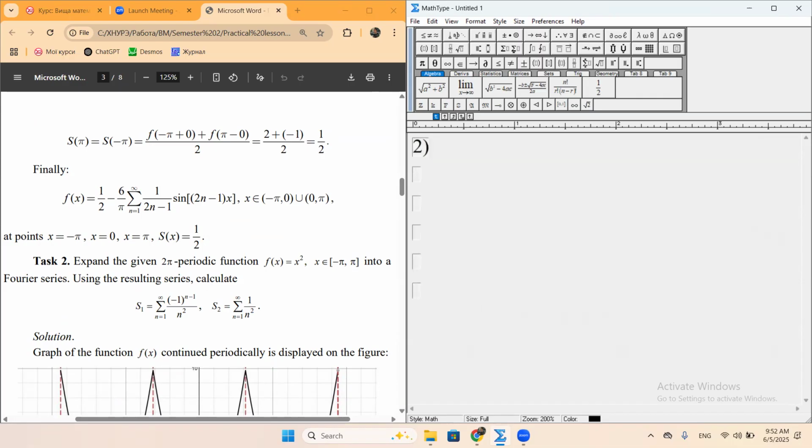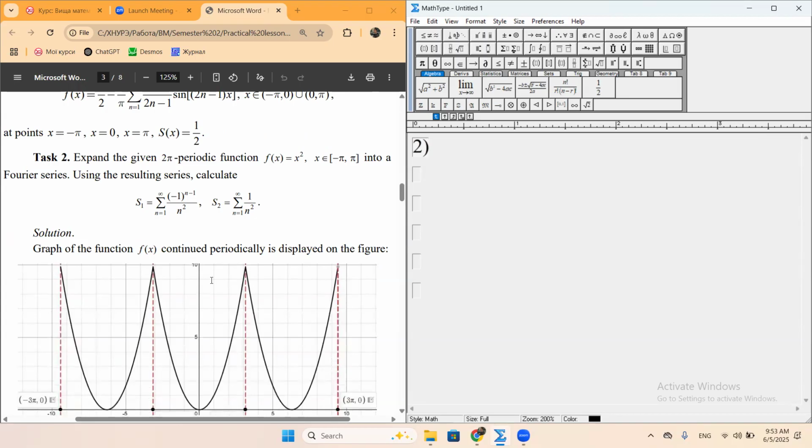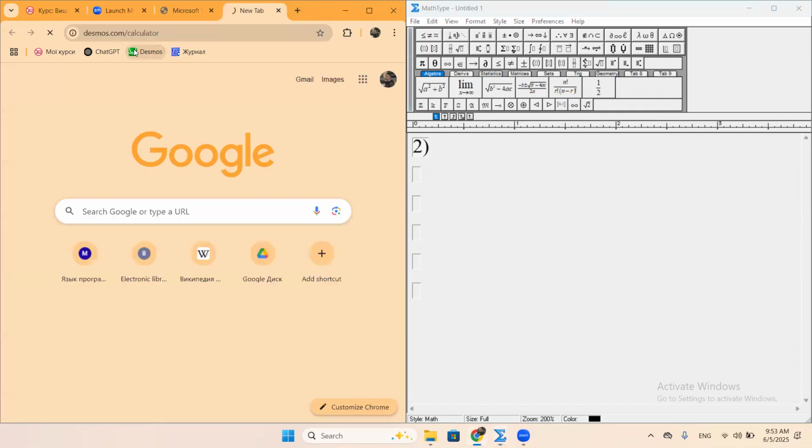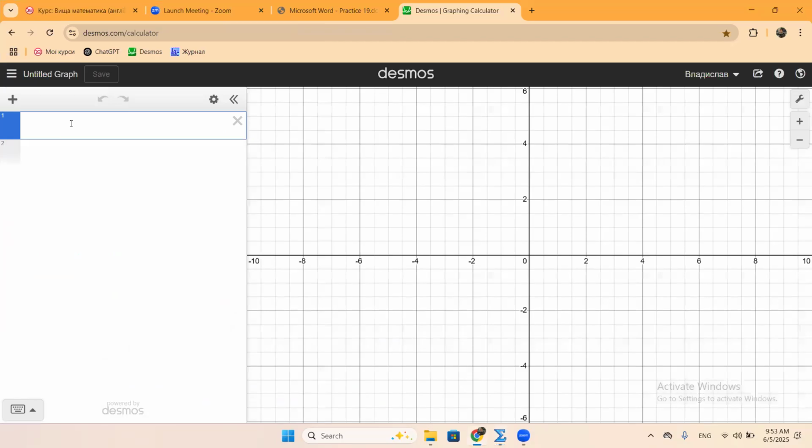So actually, the main application of Fourier series is to approximate the function on a segment, but also we can use them to calculate sums of numerical series. Okay, let's expand this. Okay, we will not plot the graph of this function here. Okay, I can show how to plot it.